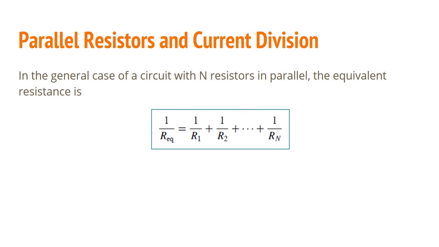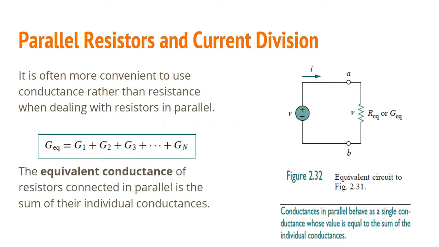In the general case of a circuit with n resistors in parallel, the equivalent resistance is, so mao ni siya ang general equation. Kung daghan na ang resistors nga nakaparallel, mao ni ang equation: 1 over R equivalent equal to 1 over R1 plus 1 over R2 plus ... plus 1 over Rn. So, 1 over resistance total. So, mao na siya ang equivalent resistance for parallel resistors.